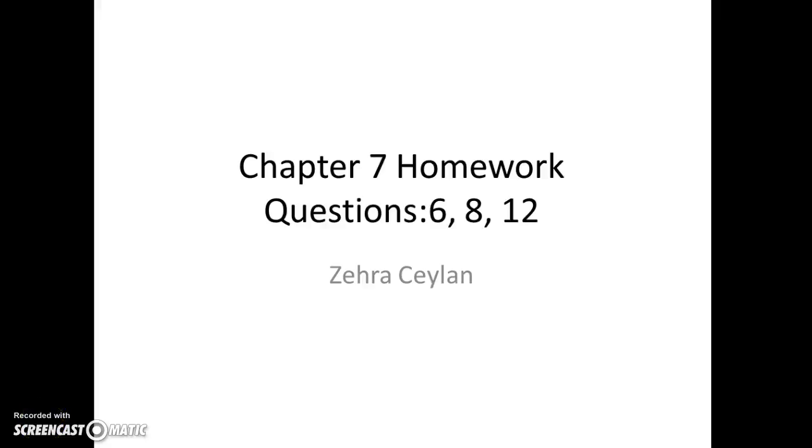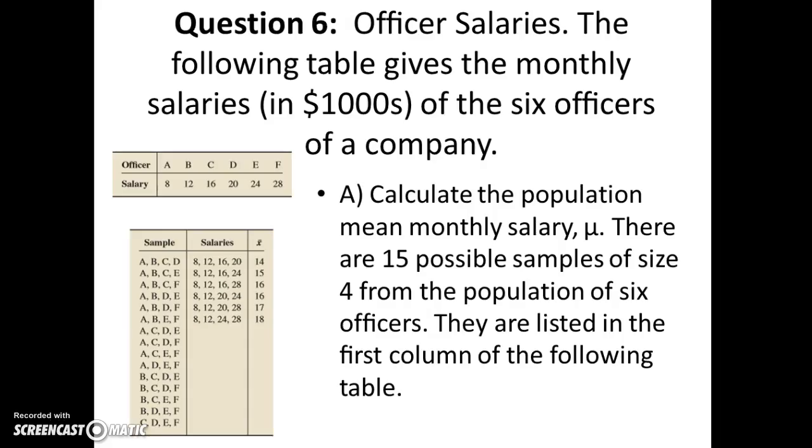Chapter 7 Homework, Questions 6, 8, and 12. Question 6. Officer salaries. The following table gives the monthly salaries in thousands of the 6 officers of the company. This is the monthly salary of officer A, officer B, and so on. The question says, calculate the population mean monthly salary.